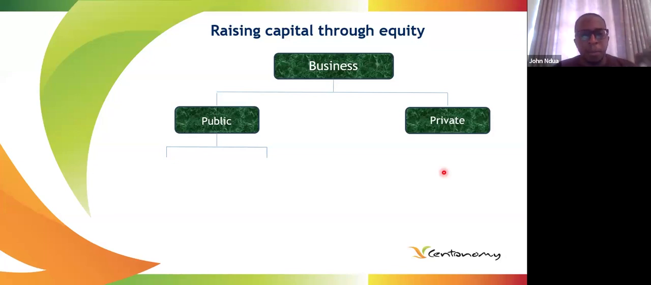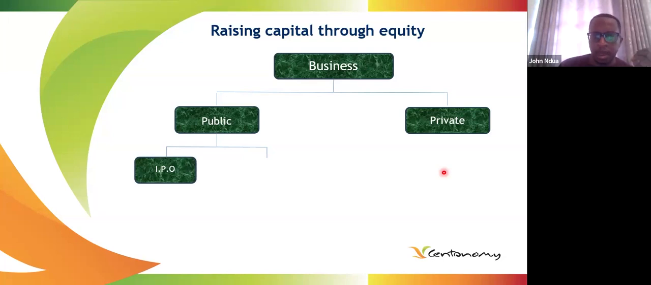So how do you become a public company? Because all businesses start private and then they transition to being public. So how do you become public? Number one, you start with an IPO. An IPO is also known as an initial public offering. The other way is known as listing by introduction. So what is the difference between the two?